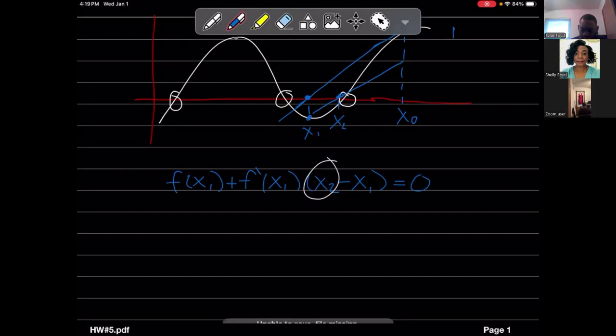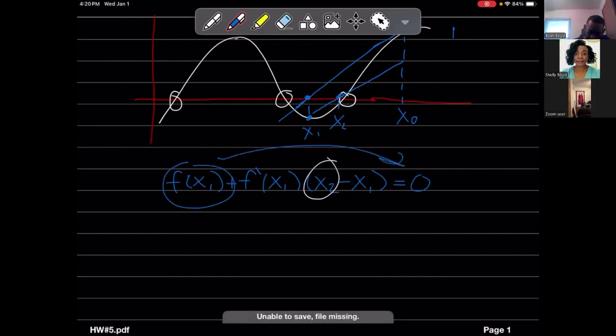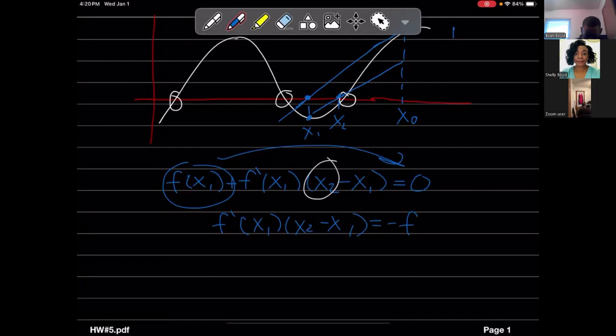So what we want to do is isolate the x2. How we do it, we'll first move this to the other side. That'll give us f prime of x1 times x2 minus x1 is equal to negative f of x1.